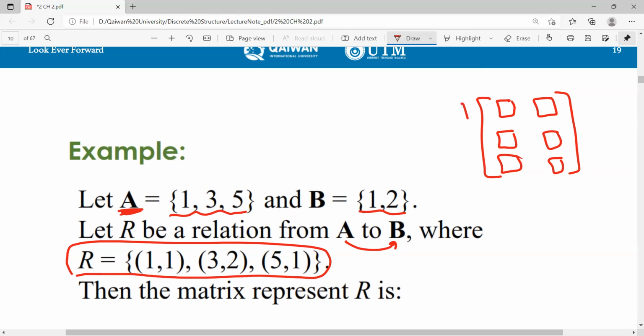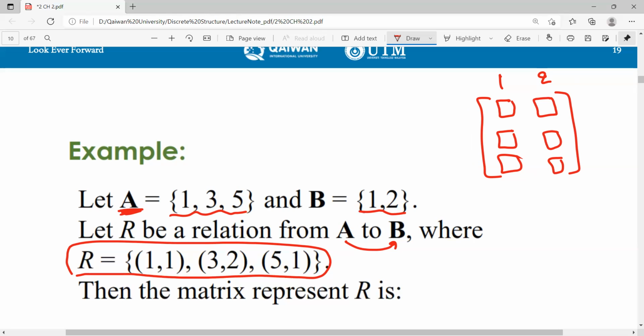Here we have 1, 3, 5. And matrix B is 1 and 2. May someone else say 3, 5, and 1? It's okay. It's okay. No problem.